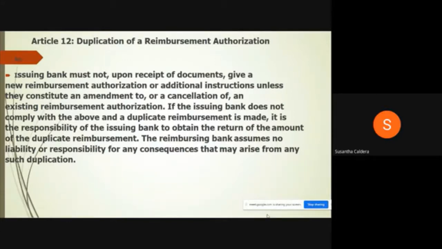Duplication of a reimbursement authorization. The issuing bank must not, upon receipt of documents, give a new reimbursement authorization or additional instructions unless they constitute an amendment to or a cancellation of an existing reimbursement authorization.